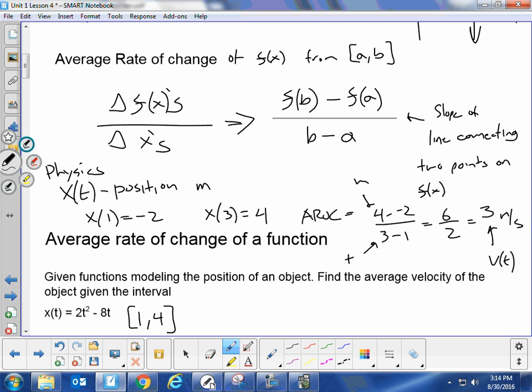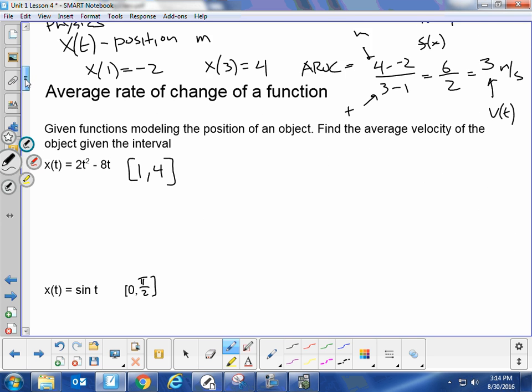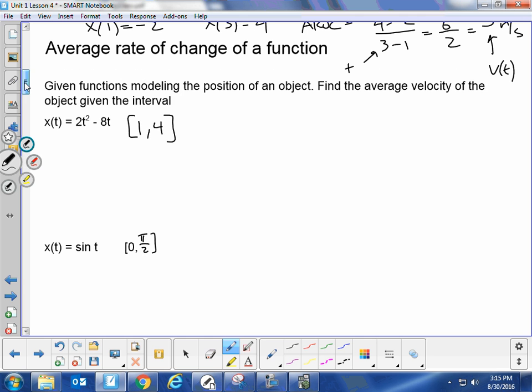Okay, that should not be super unfamiliar to you. We will talk about it a lot in this class. So let's take some position functions, and these could be just f of x's, and find average velocities. Or I could just turn these into functions, f of x's, and say to find the average rate of change of the function.